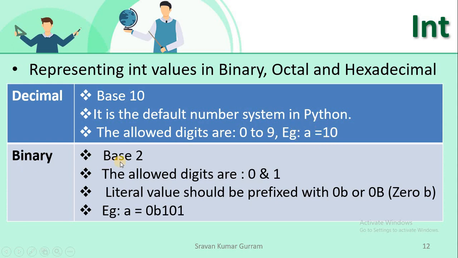Binary number system. The base value of this binary number system is 2. We are using only 2 different digits in the binary number system. Those 2 different digits are 0 and 1. If you want to store any integer value in the binary form, that value should be prefixed with 0b. Here you can use lowercase b or uppercase B, both are valid. For example, I want to assign an integer value in the binary form. My variable name is a. I want to store this value in the binary form. As per the rules, you must write 0b first.